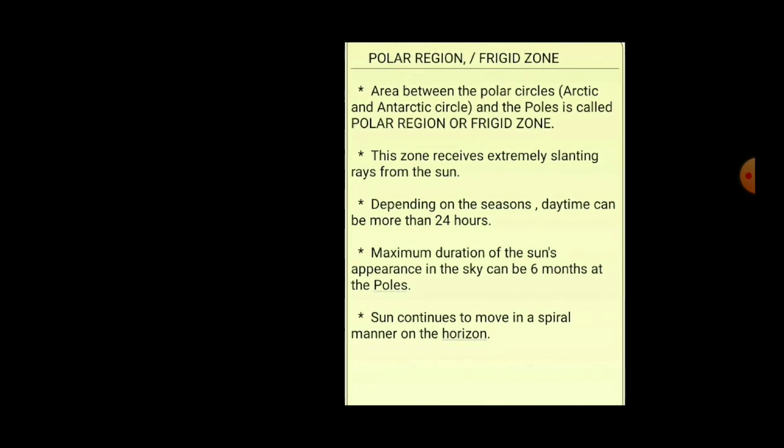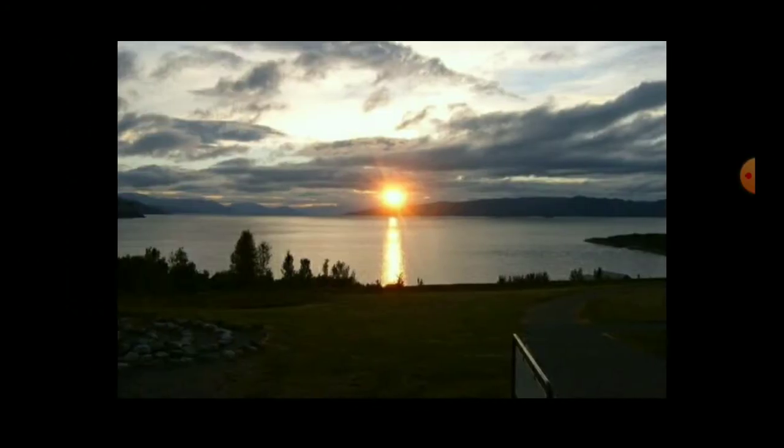Let us have a look at this picture. Can you see the sun is at the horizon? The horizon is an imaginary line where the sky appears to meet the earth. The sun will be at the horizon for 6 months, and the 6 months will be daytime. This phenomenon can be experienced near the poles, that is the North Pole and the South Pole.